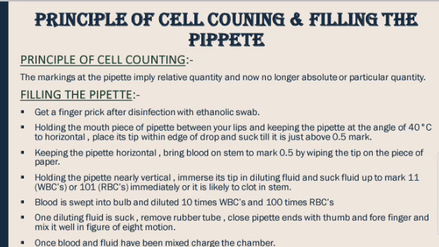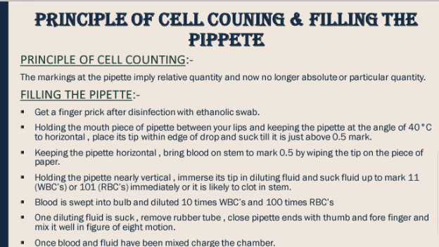First of all, get a finger prick after disinfection with an ethanolic swab. Then holding the mouthpiece of the pipette between your lips and keeping the pipette at an angle of 40 degrees to horizontal, place its tip within the edge of the drop and suck till it is just above the 0.5 mark. Keeping the pipette horizontal, bring blood in the stem to mark 0.5 by wiping the tip on a piece of paper.